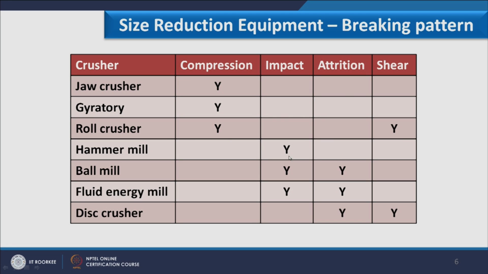Hammer mill, it works on impact. Ball mill, here we have impact as well as attrition. Fluid energy mill, here impact as well as attrition both are used, and disc crusher, here we have attrition as well as shear. So, you can understand the breaking pattern followed by each equipment.